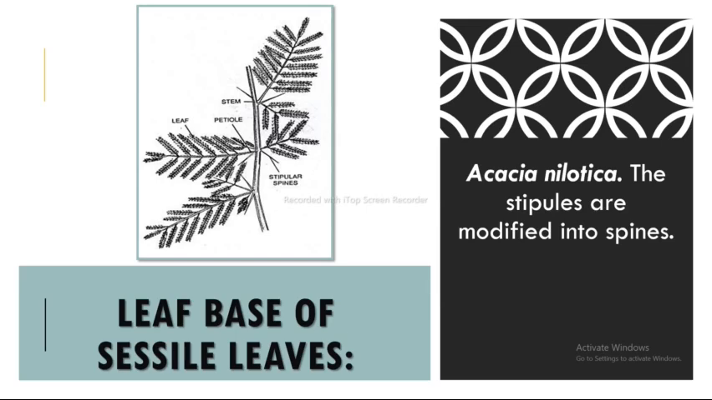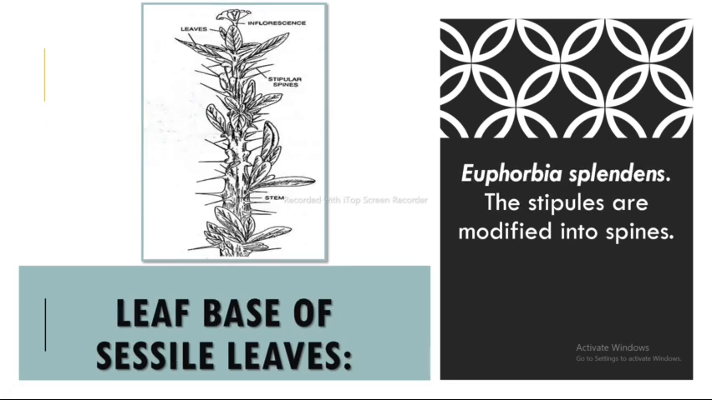So this is the Acacia nilotica. The stipules are modified into spines. In this figure you can see that this is a leaf, stem, petiole, and these are the stipular spines. That stipules are modified into the spines, and that are known as stipular spines. This is Euphorbia splendens. So in Euphorbia splendens, the stipules are modified into spines again. This is the inflorescence. These are leaves. These are the stipular spines, and this is stem as shown in the figure.